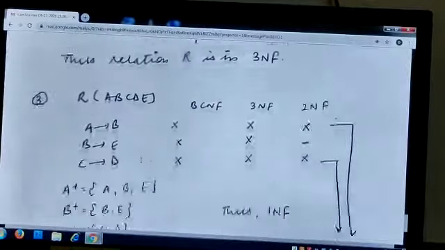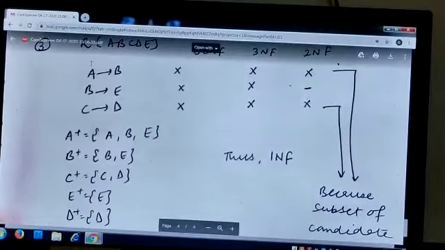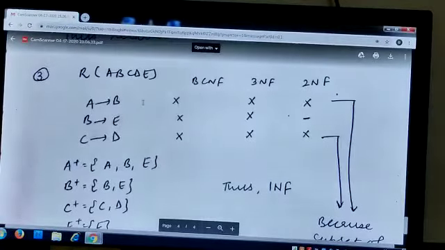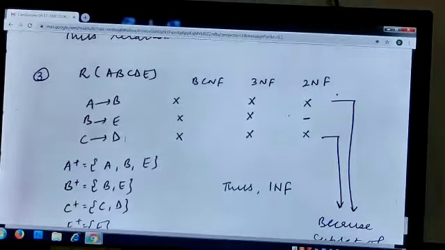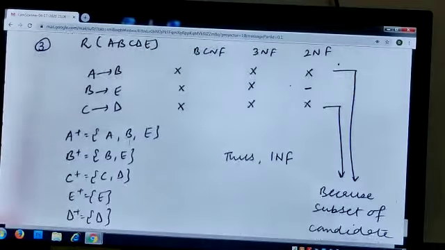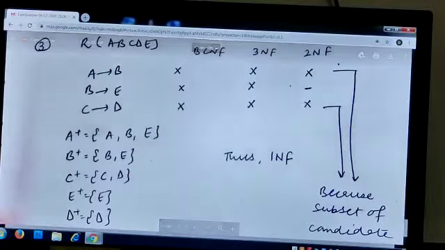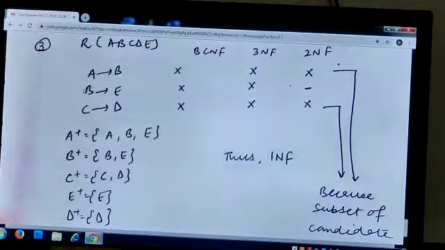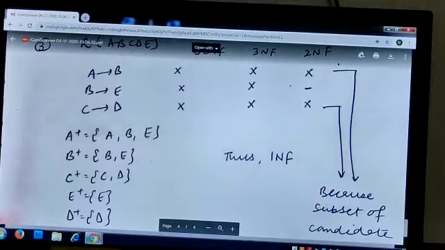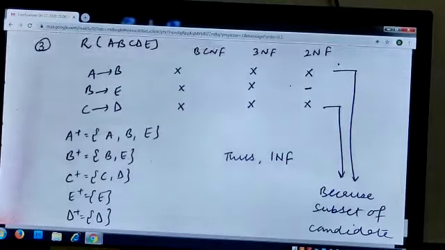Now the last example. We have R with A, B, C, D, E, and these are the dependencies given to me: A to B, B to E, and C to D. Let's start with finding the candidate key. A is not the candidate key because using A I can determine A itself, I can determine B, and I can determine E, because E is dependent on B and B is dependent on A, which means E is dependent on A.